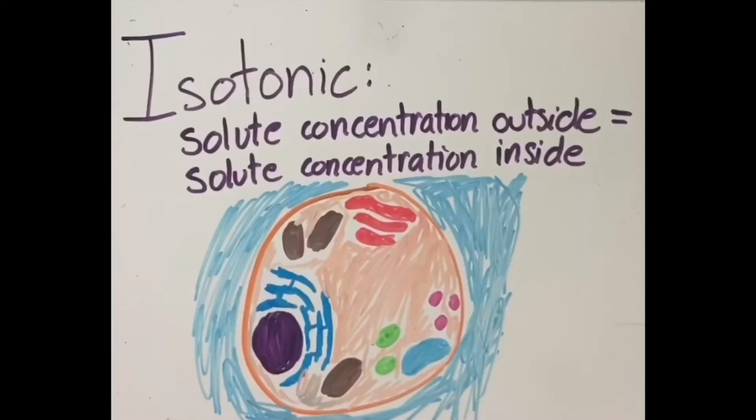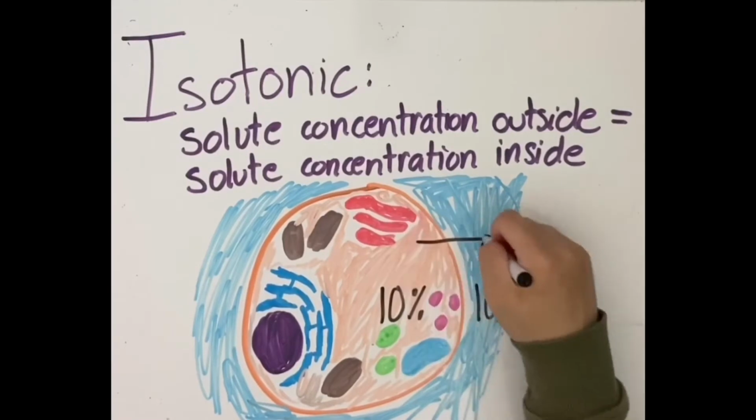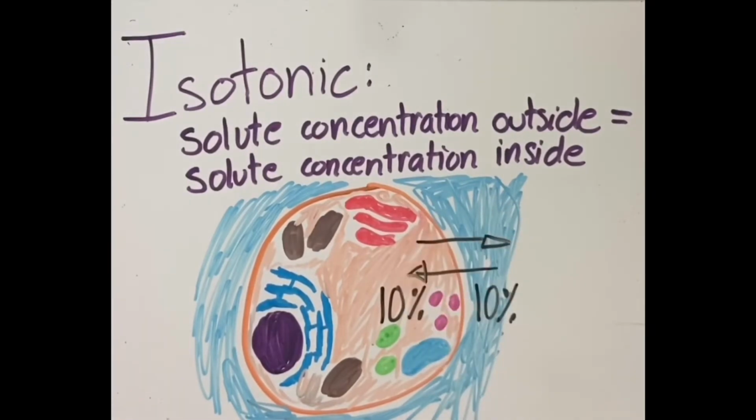Now for isotonic solutions, the solute concentration and water concentration are the same for both outside and inside of the cell. This means that the solute concentration and water concentration would be equivalent inside the cell and outside of the cell. This means that there would be no net water flow.